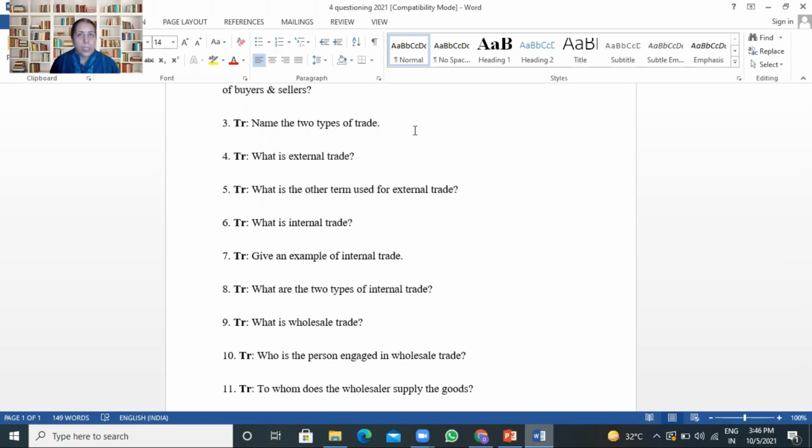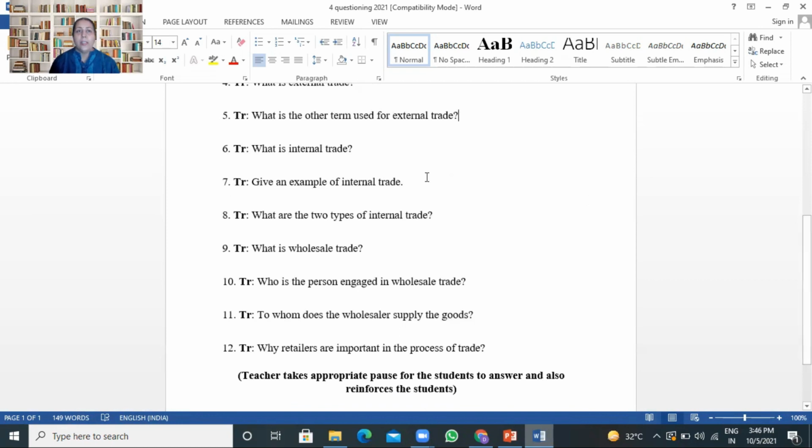As soon as the student answers, the teacher is going to surely reinforce and then raise the next question, because this is what the questioning skill is. Therefore, we are continuously talking about the questions because this is a micro teaching skill. So we are concentrating on a specific skill, that is questioning. So the next question will be, what is external trade? So the student will answer external trade. The teacher then asks, what is the other term used for external trade? So the student will say, okay, foreign trade or international trade.